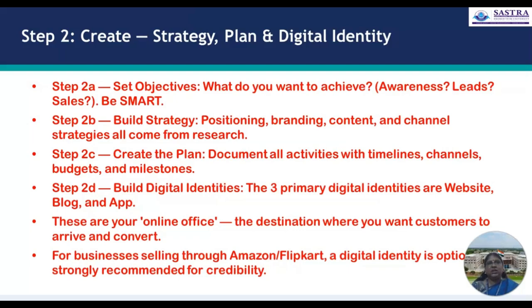So let us create this step with strategy, plan, and digital identity. Step two is nothing but the planning phase or the budgeting phase. And it has four subcomponents, just like the research phase. Number one is setting up the objectives. Number two, you have to build a strategy. Number three, creating an action plan. And number four is building your digital identities.